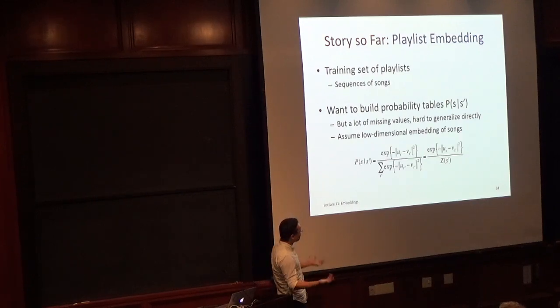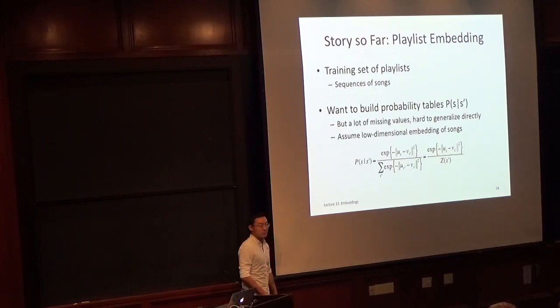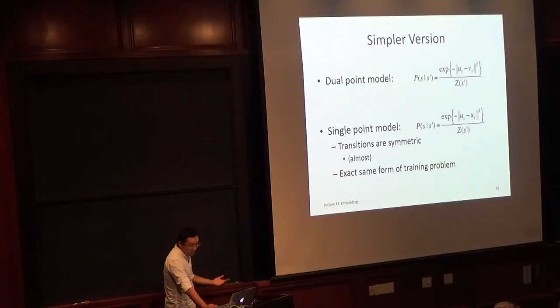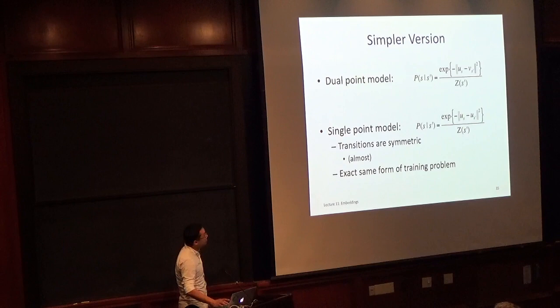Here we're saying we're going to learn these feature representations of songs, and the scoring function is the negative square distance, and then I'm going to put that scoring function into a logistic regression model. And of course, you can do simpler ones. You don't have to do this dual point model where you have a separate entry and exit point for every song. All this does make the modeling much easier, much more accurate. You can also do a single point model where every song only has a single embedding point. You can do this as well.